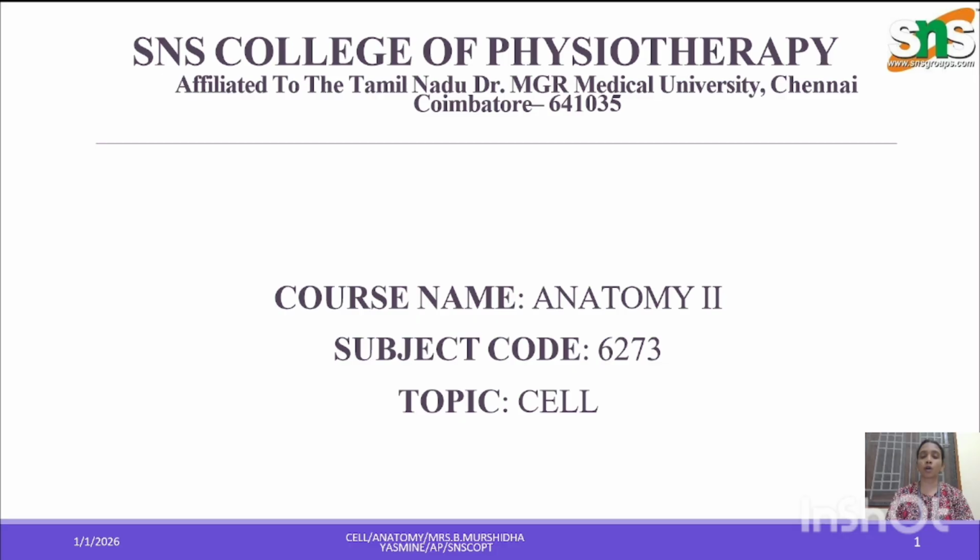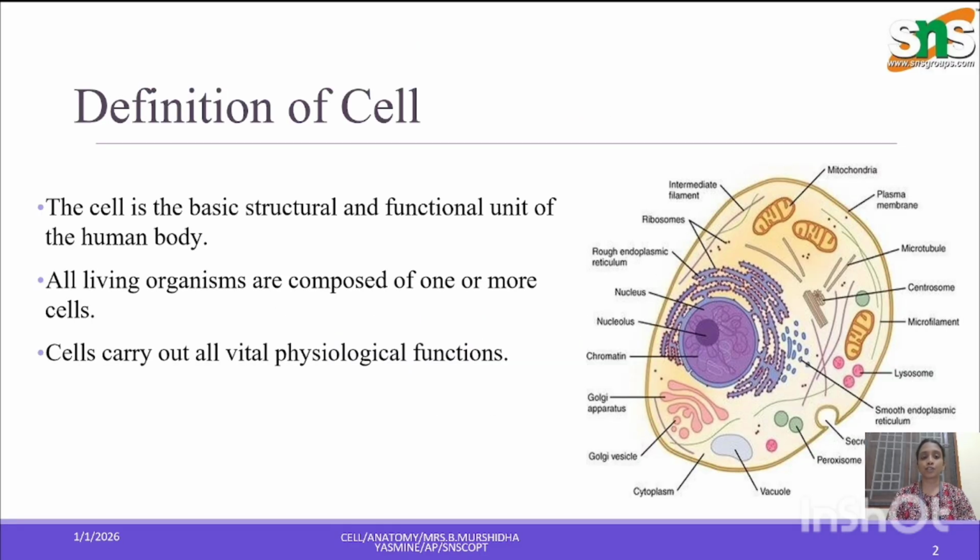Today I am going to talk about a topic called the cell, which is a human cell. It is a basic and fundamental unit of the human anatomy. Definition of the cell: a cell is the basic structural and functional unit of the whole human body. All living organisms are composed of one or more cells. Cells carry out all the physiological functions of the human body. In this picture, you can see a human cell with all the parts of the cell marked in it.